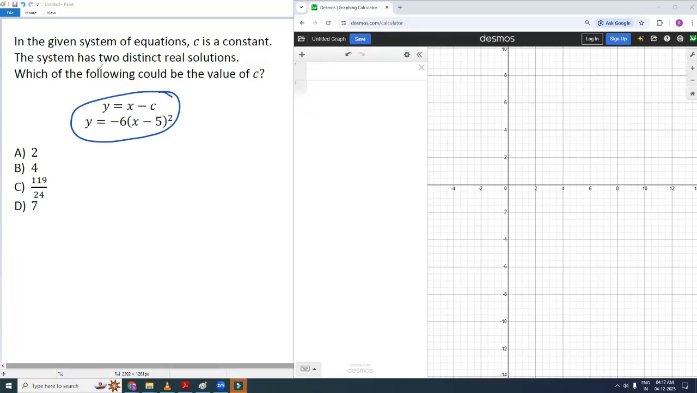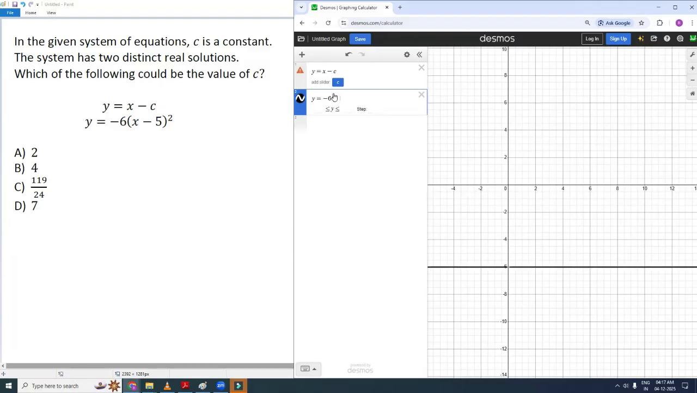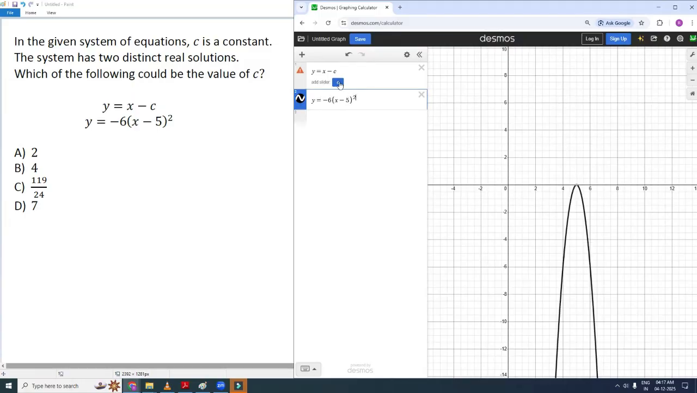Okay, let me take these two equations in Desmos. Let me type the first equation, that is y equals x minus c. And the second one is y equals negative 6 times (x minus 5) the whole squared. Here let's click on C to get the slider to adjust the values for C.